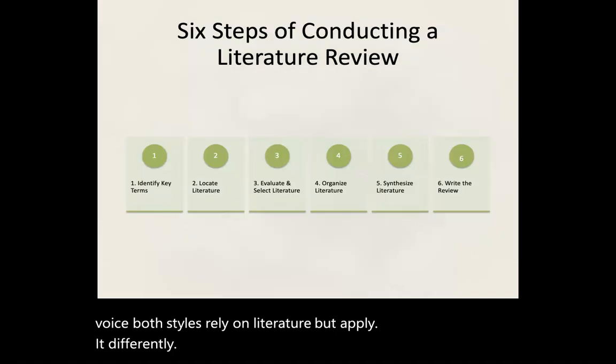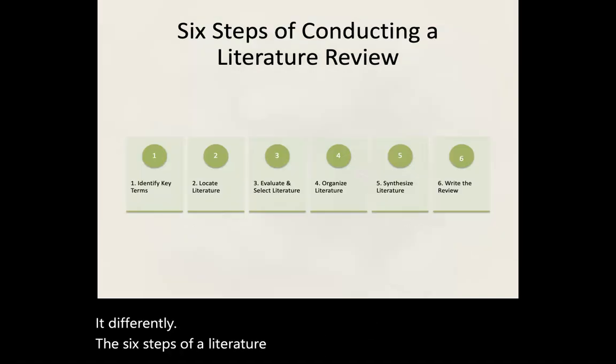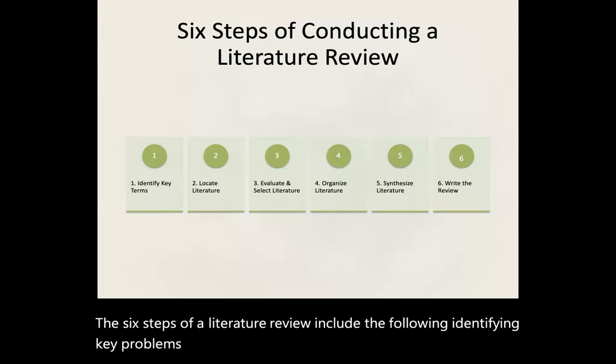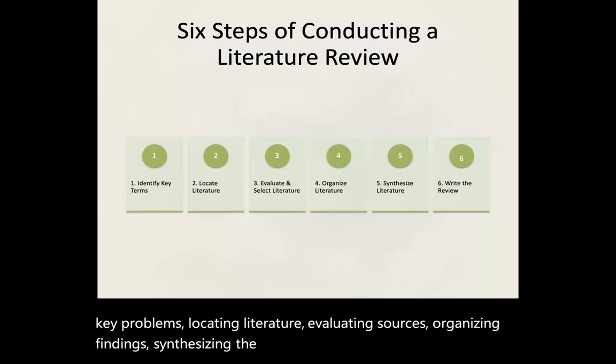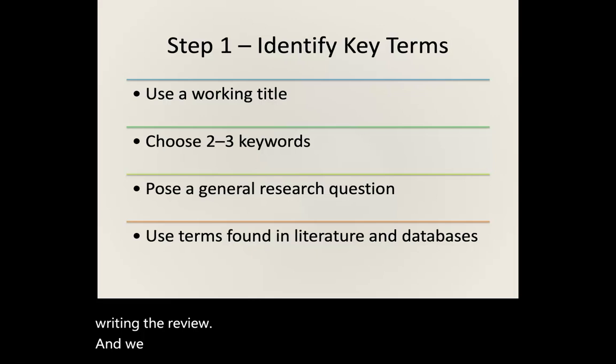The six steps of a literature review include the following: identifying key terms, locating literature, evaluating sources, organizing findings, synthesizing the information, and finally writing the review. And we will briefly walk through each of those steps.